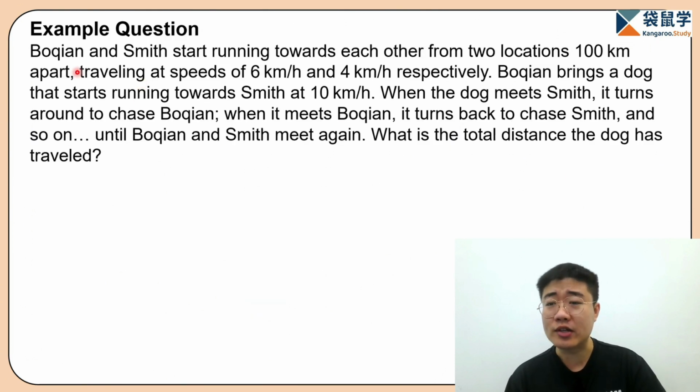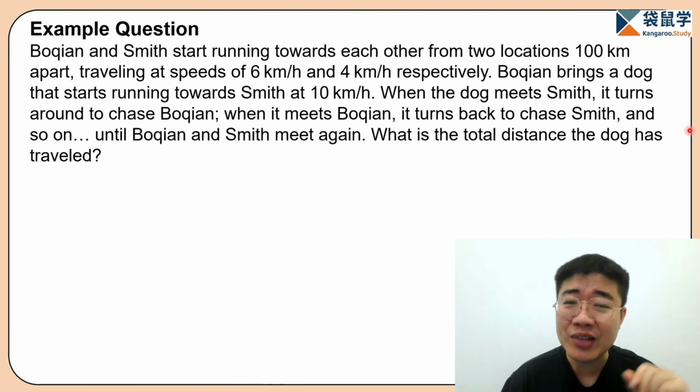Now, according to the question, Teacher Chen and Teacher Smith start running towards each other from two locations that are 100 km apart, traveling at a speed of 6 km per hour and 4 km per hour respectively. Now, Teacher Chen brings a dog that starts running towards Teacher Smith at 10 km per hour. When the dog meets Teacher Smith, it turns around to chase Teacher Chen, and when it meets Teacher Chen, it turns back to chase Teacher Smith. So on and so forth until Teacher Chen and Teacher Smith meet again. So what's the total distance the dog has traveled here?